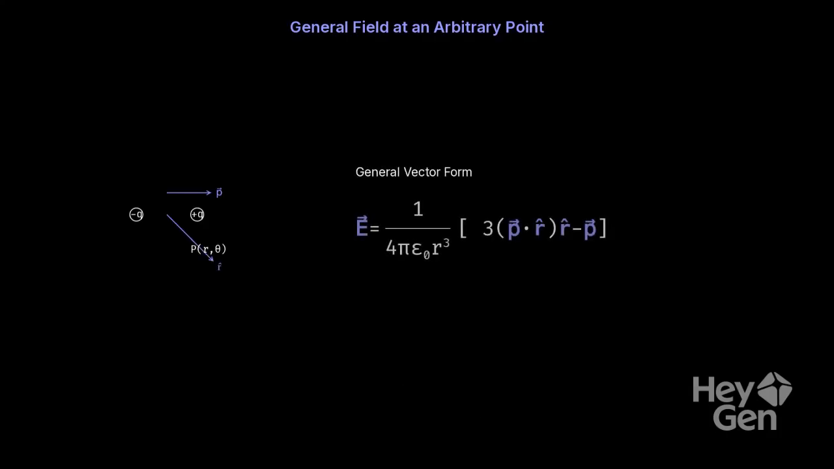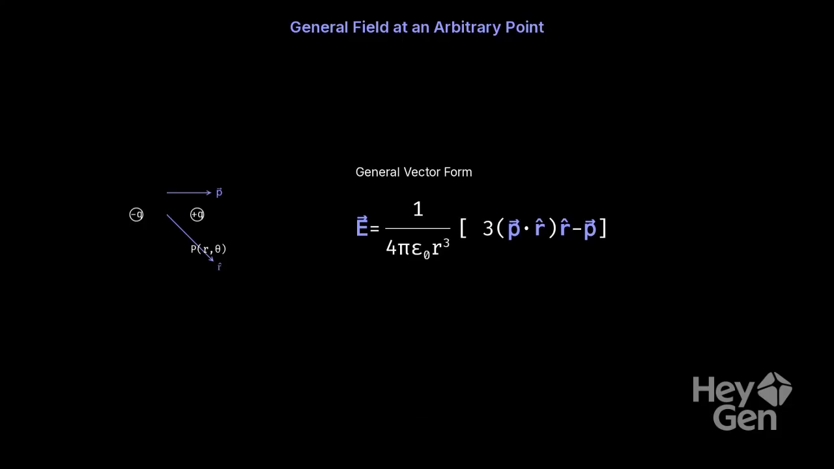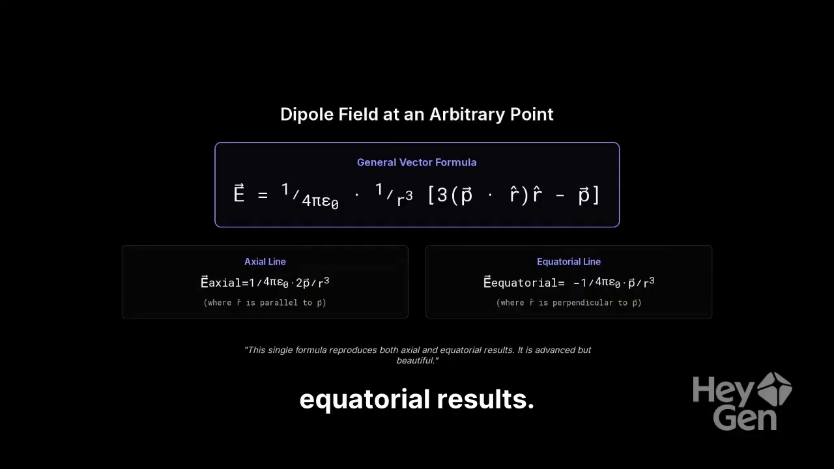Finally, let's look at the general field at an arbitrary point. The general field in vector form, E vector, is 1 over 4 pi epsilon naught r cubed times 3 times p vector dot r hat times r hat minus p vector. This single formula reproduces both axial and equatorial results. It is advanced but beautiful.